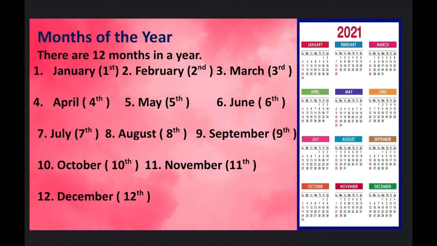January is the first month of the year. Then comes February, March, April, May, June, July, August, September, October, November, December. December is the last month of the year. Children, I hope you have understood the topic time. Let's recall.